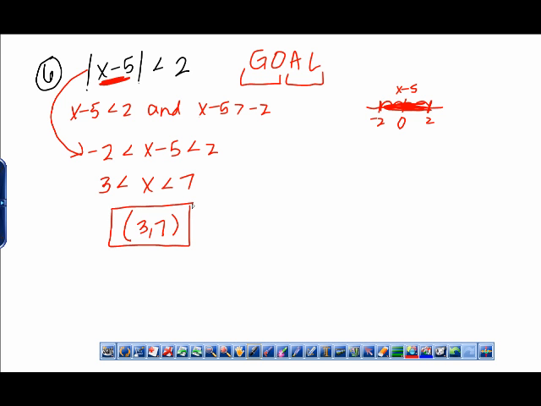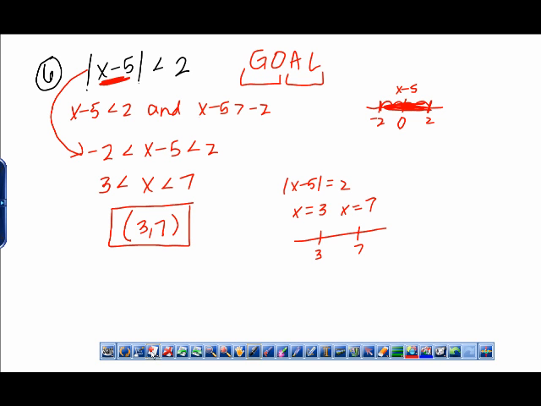It's all the numbers between 3 and 7. Now, if this is confusing to you, you can definitely do test points. You can solve the equation, and if you had solved the equation x minus 5 equals 2, the two answers would be x equals 3 and x equals 7. And then what you could have done is plotted 3 and 7 on a number line and then done test points. You would get the exact same answer that I got.